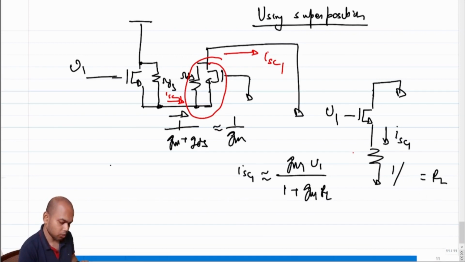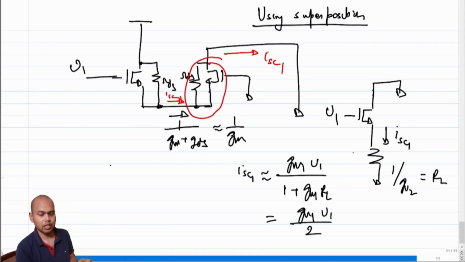So this was GM2. This is equal to GM1 V1 by 2, because GM1 is equal to GM2 and RL is 1 by GM2. So ISC1 becomes GM1 by 2 times V1, correct?